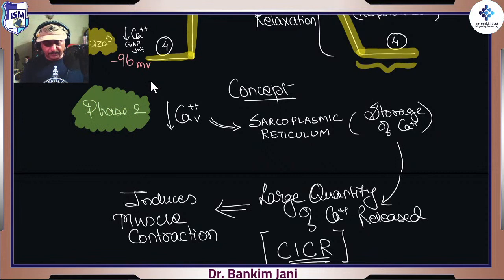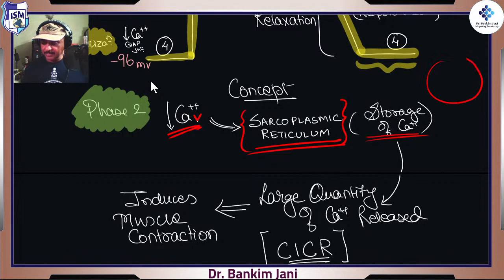In phase 2, the first thing which happens is that voltage-activated calcium channels open, and that leads to influx. Now this cell is getting loaded with calcium. When this small calcium comes into the cell, in the cell there is the sarcoplasmic reticulum. Sarcoplasmic reticulum, in simple words, is the inherent in-house storage of calcium.